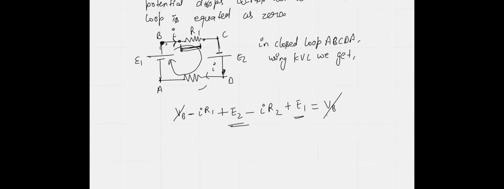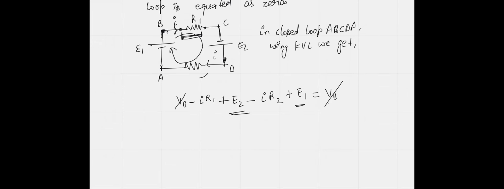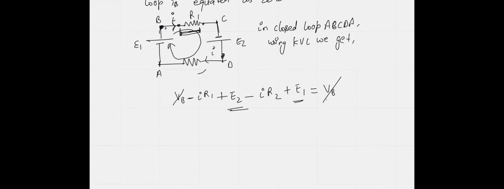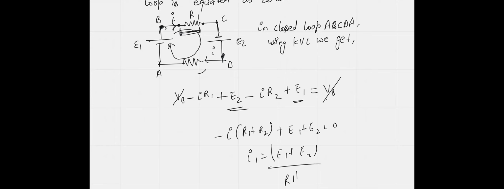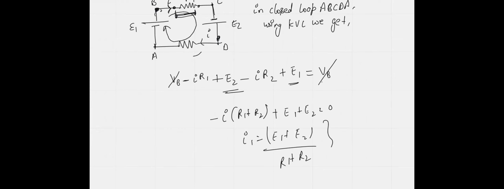This is one way. Also, because this I and this I are the same, you can say that I times (R1 plus R2), negative, is equal to, this is an addition, so E1 plus E2 equals 0. So I comes out as (E1 plus E2) divided by (R1 plus R2). These are some ways, Kirtana, you can solve circuits by using the two important loops.